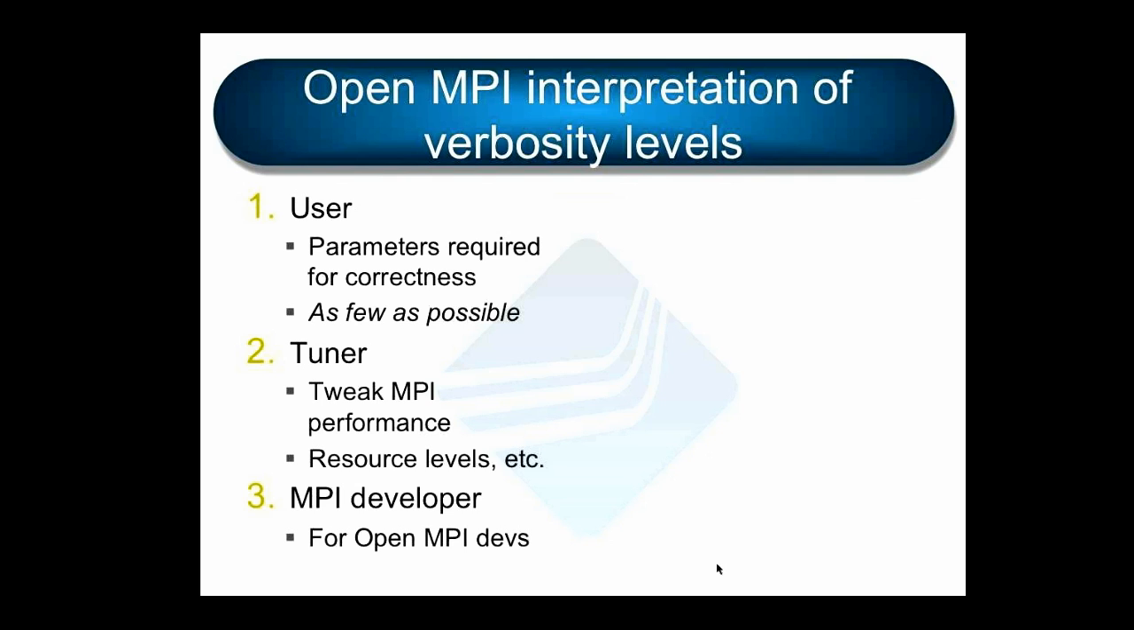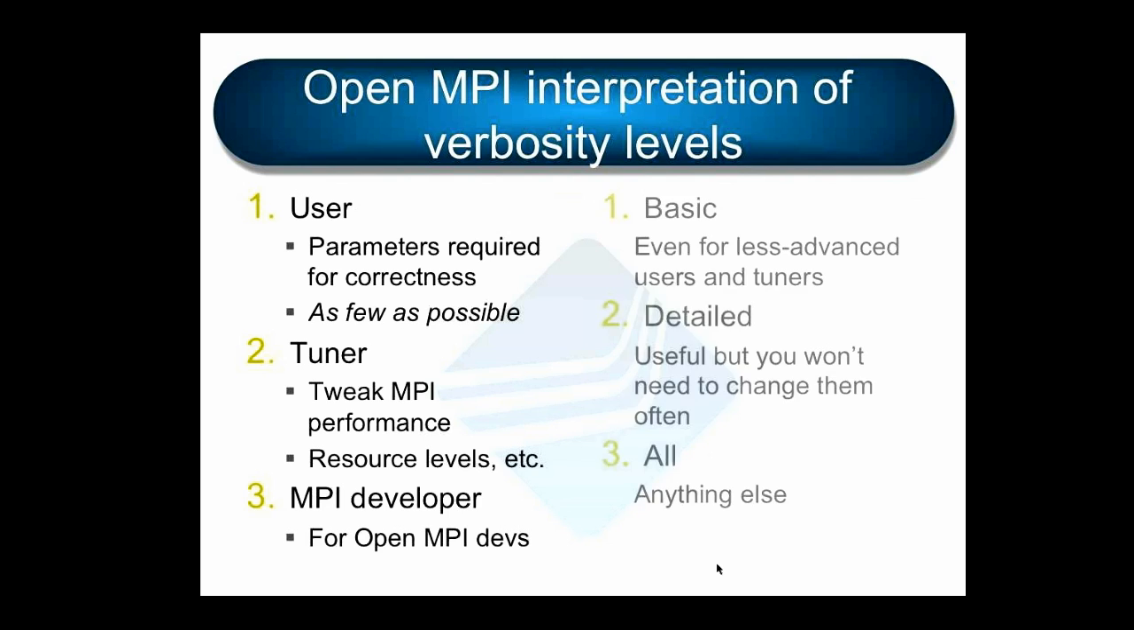And then tuner is someone who wants to tweak MPI performance itself. So they care about resource levels, buffer constraints, things like that. And then for Open MPI devs itself. And then the inner 3 levels, basic. It's kind of hard to say this in a non-condescending way. It's not meant that way at all, but it's for less advanced users and tuners, right? So for people who are just trying to run, they don't necessarily even know or care what the application is. They might be a technician. They might be a graduate student who was just told to go do this. They don't care. They just need to get it running, right?